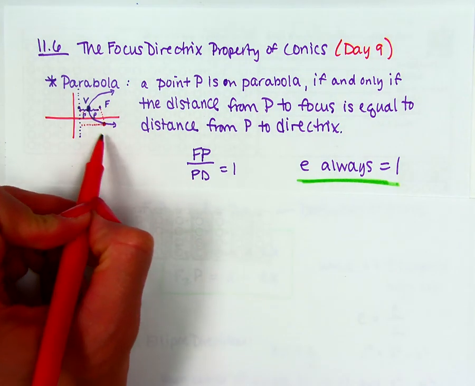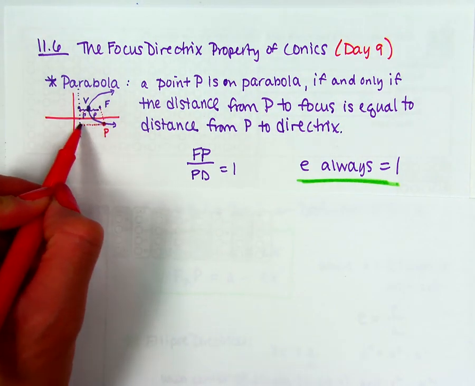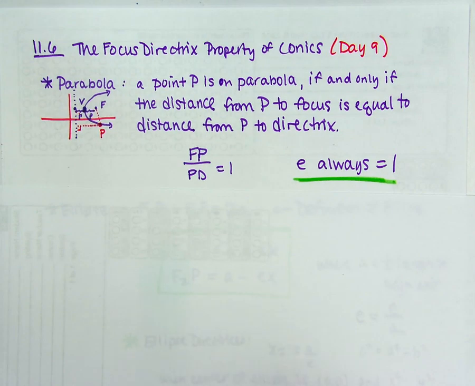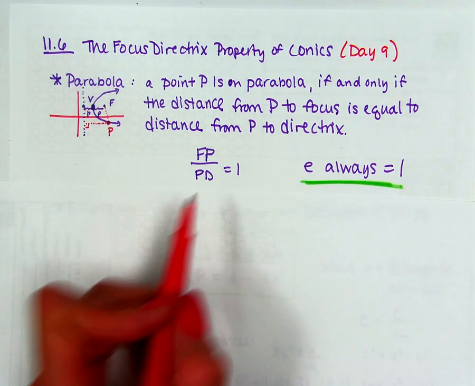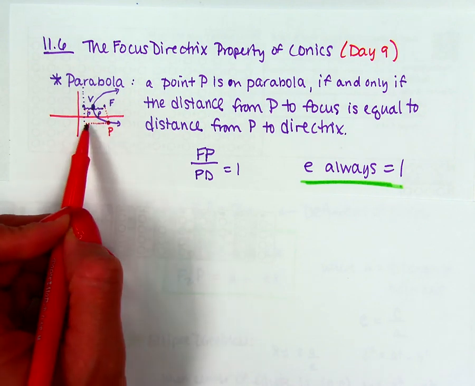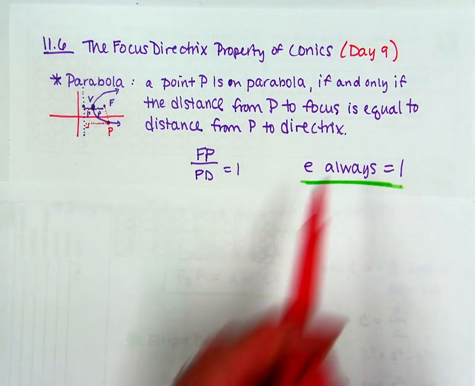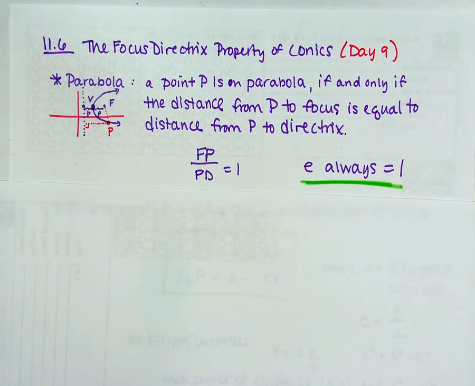But if I just have some random point on my parabola, this distance to the focus should be equal to the perpendicular distance to the line. Okay, so the ratio of the distance from any point to the focus and any point to the directrix should be equal to 1 if these two distances are equal. So your eccentricity is always going to be equal to 1.